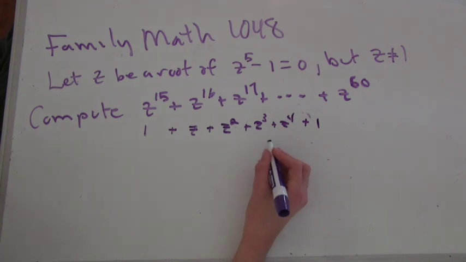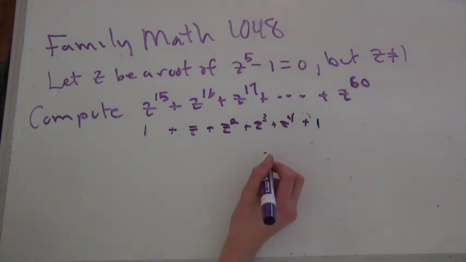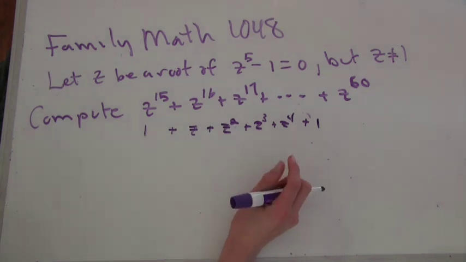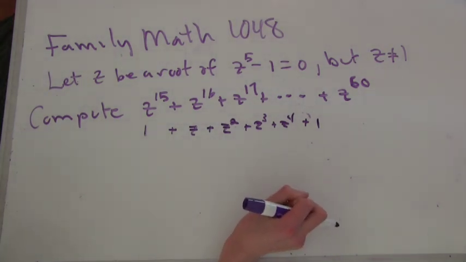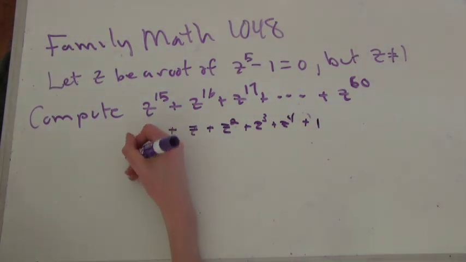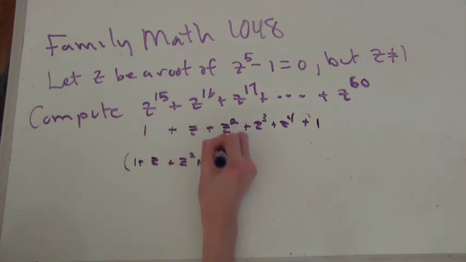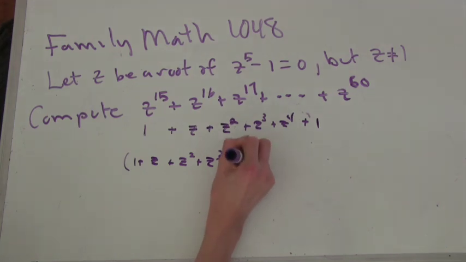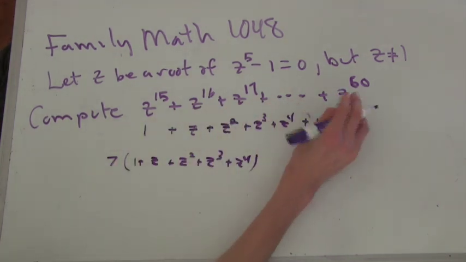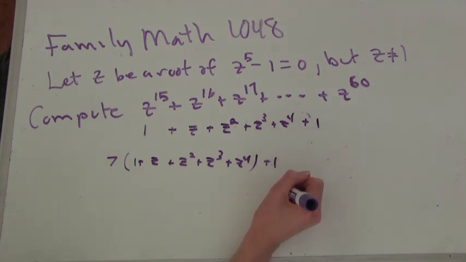So you'd get a bunch of these groups. So you'd have 1 from 15 to 19, 1 from 20 to 24, 25 to 29, 30 to 34, 35 to 39, 40 to 44, and 45 to 49. So you'd have 7 of these groups of 1 plus z squared plus z cubed plus z to the 4th. And then you have z to the 50th, which is plus 1. Okay, nice.